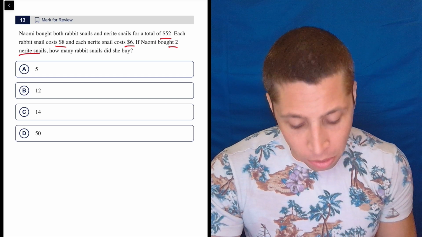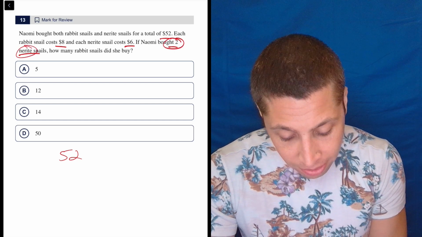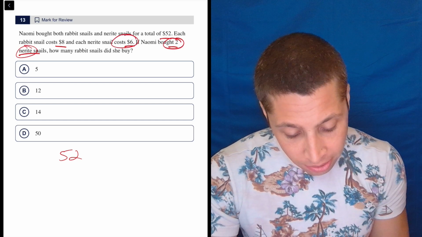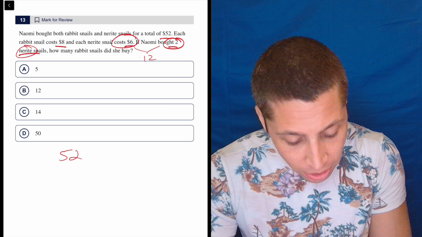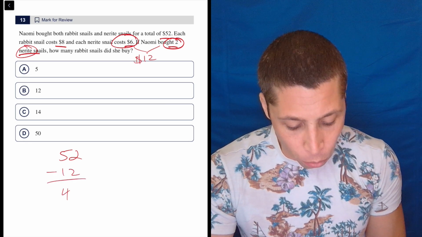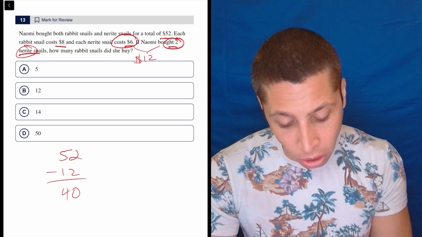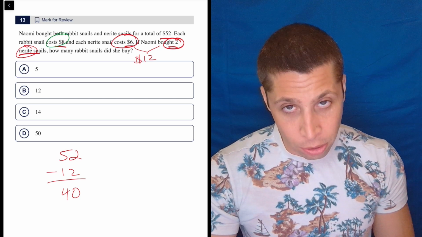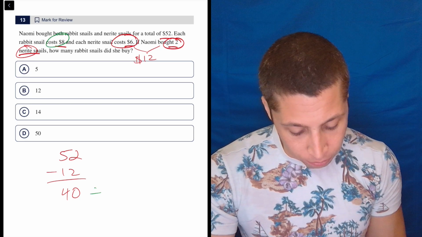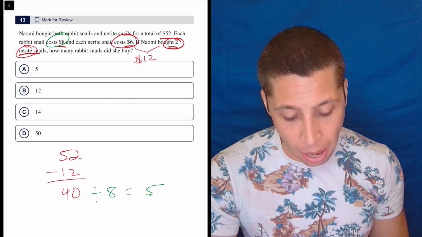Okay, so she has a total of $52. 2 of the knee-right snails, and each one is 6, so that's $12 right there. So let's subtract that out, and now we have $40 left to buy what? The rabbit snails, which are $8 a piece. So at this point, you can just divide, right? 40 divided by 8 is 5. You should know that pretty confidently because of our times tables.